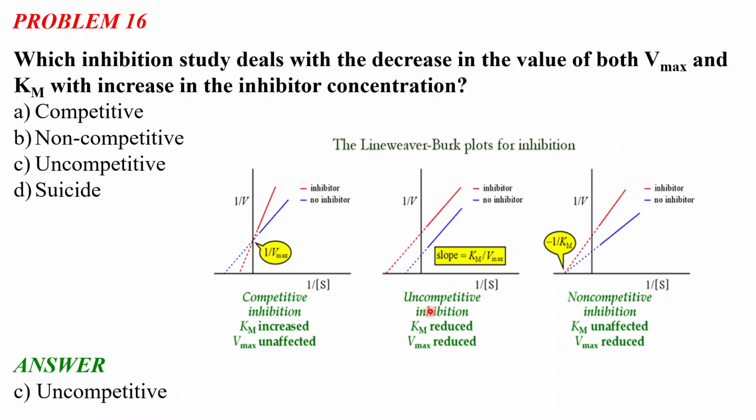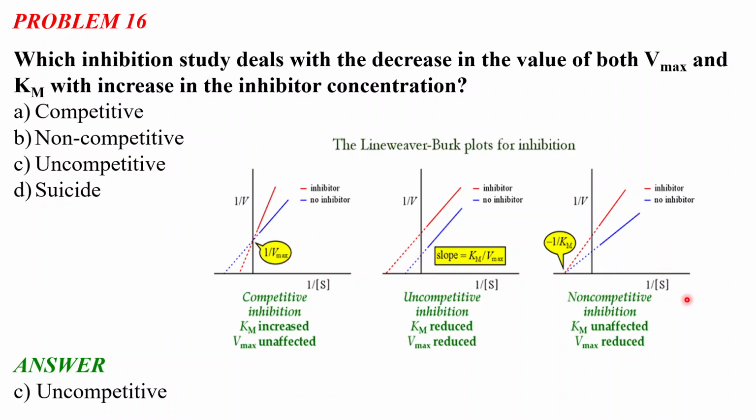But in the case of the uncompetitive inhibitor, as you can see, both of the slopes are the same. The slopes with inhibitor or without inhibitor are the same, but there is a difference in the Vmax. The value of the intercept is higher in the presence of inhibitor. If the intercept is higher, it means 1 by Vmax is higher, so Vmax is getting reduced. Since the slope is the same, the Km is getting reduced in the same manner in this uncompetitive inhibition.